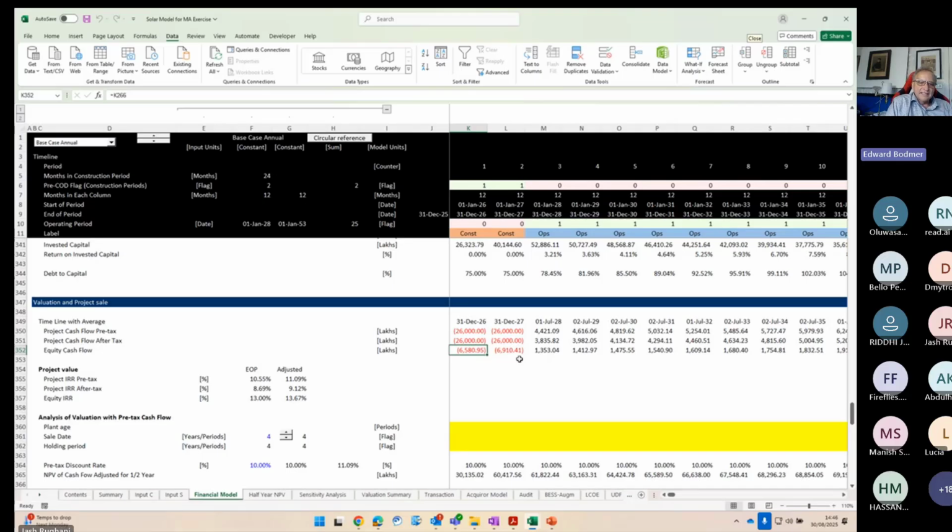Now, what I did in line 360, let's go down to 360. We're going to sell the project after it's a certain number of years old. So if you go back one and put a plus and go up to the operating period in line 10.